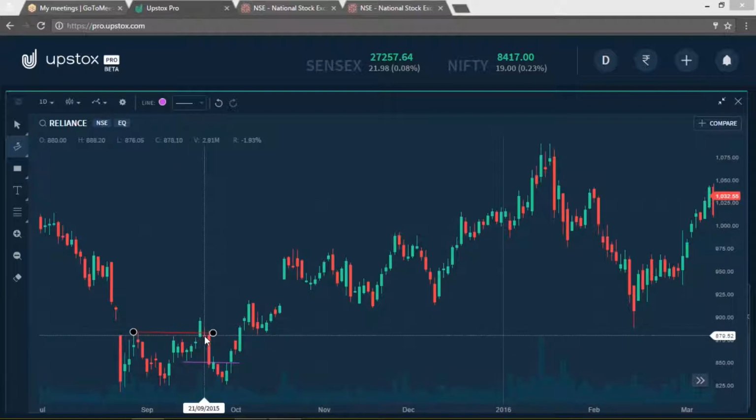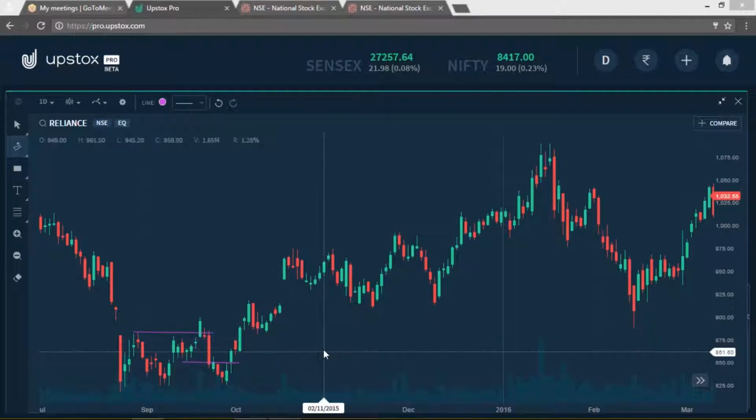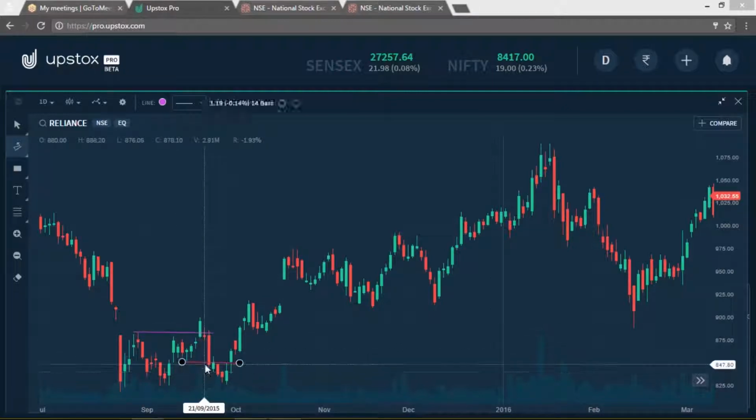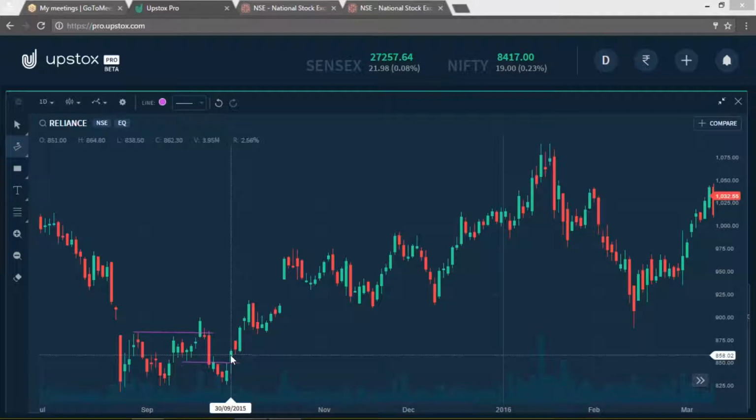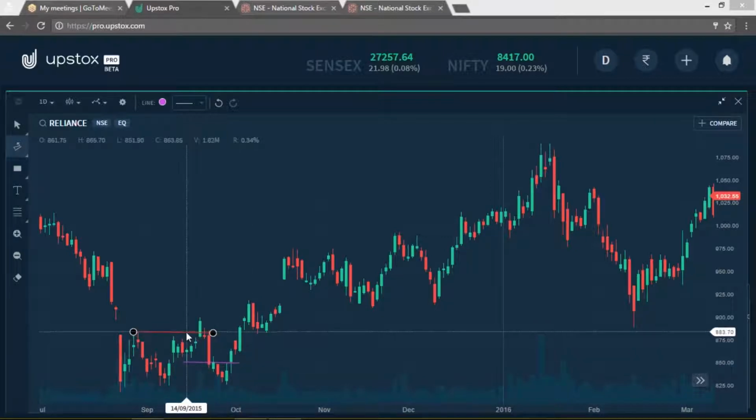So we sell in this candle on 21st of September. So this was the swing. This was the close above and then close below. Then you had a long here in this candle on 30th of September. So how many trades do you think you can get using this strategy per week? Especially the guys who are trading options, what do you guys think?